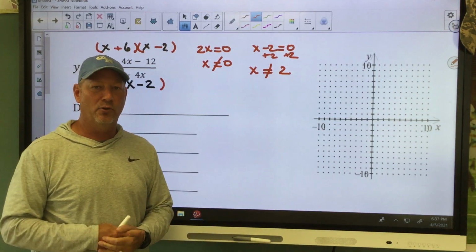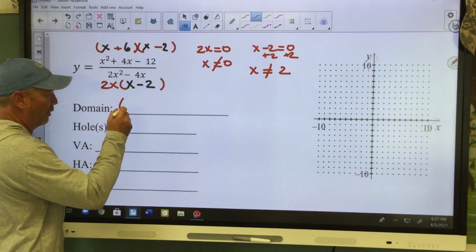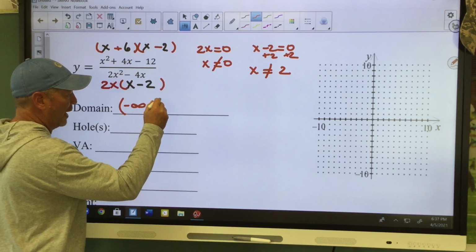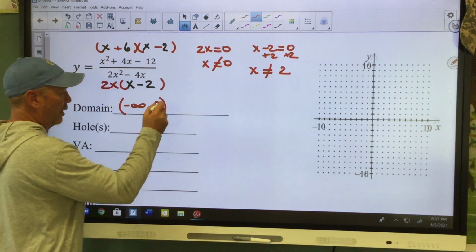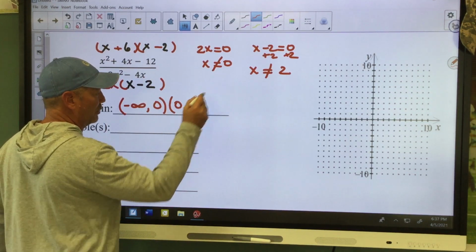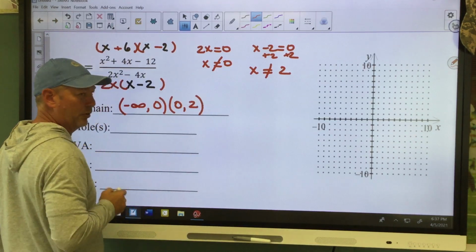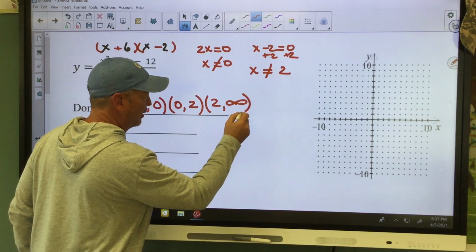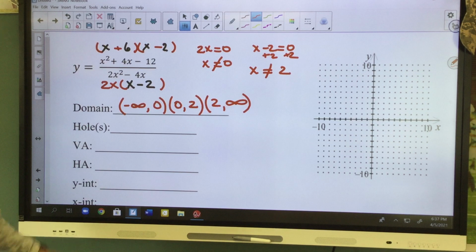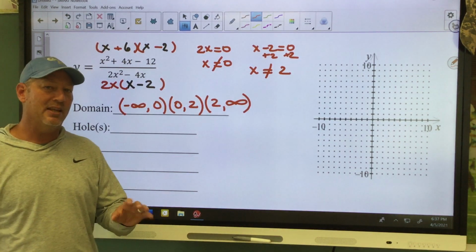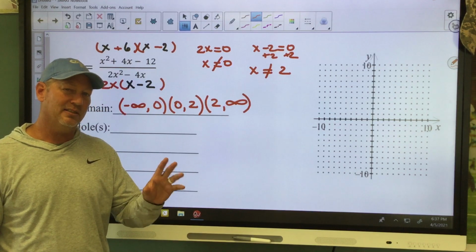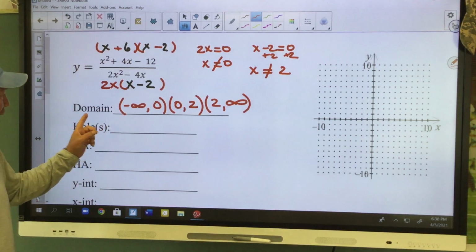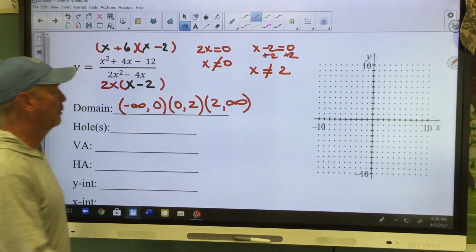So how do we write that in interval notation? I want to go from negative infinity to 0, soft bracket because I cannot touch it. We're going to go from 0 to positive 2, soft bracket because we can't include it, and from 2 to positive infinity. There's our domain. That's how you find your domain. Now, your domain and your vertical asymptote sometimes look very similar, but in this case, be careful, because after we find our domain, we're going to reduce. So let's get this out of the way.